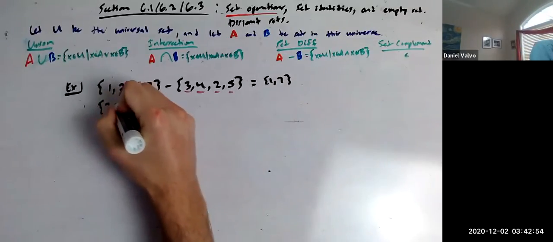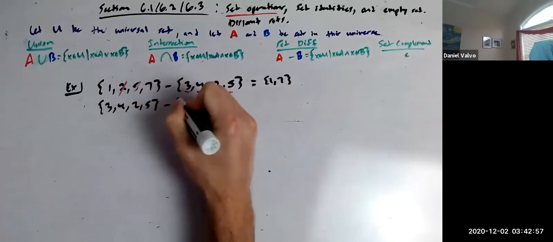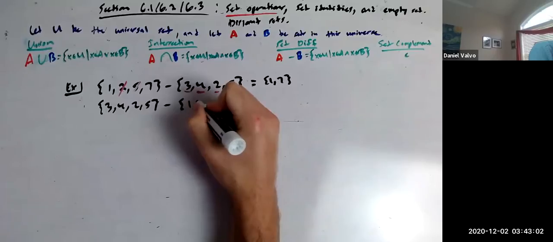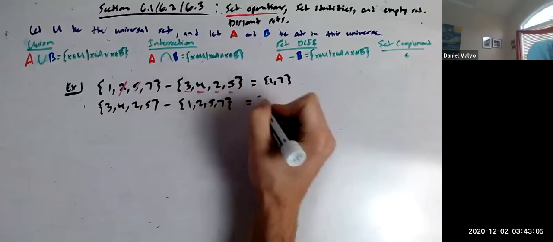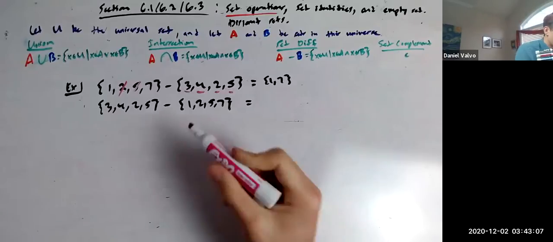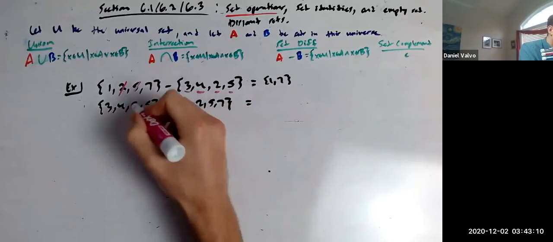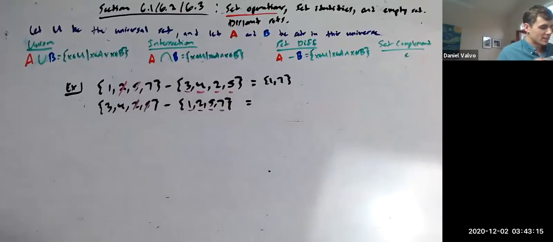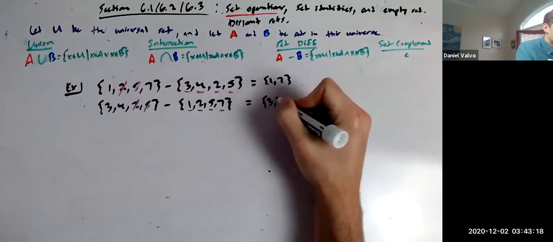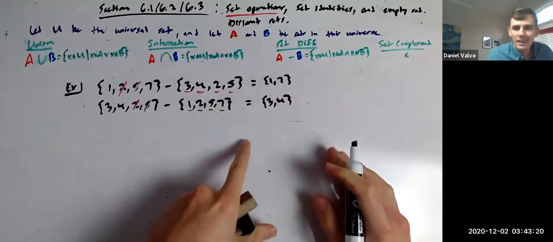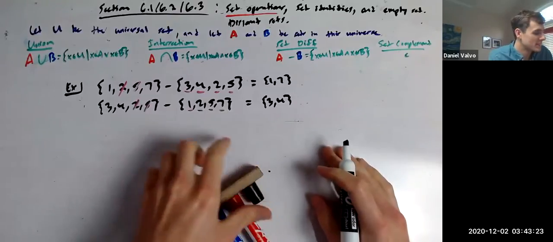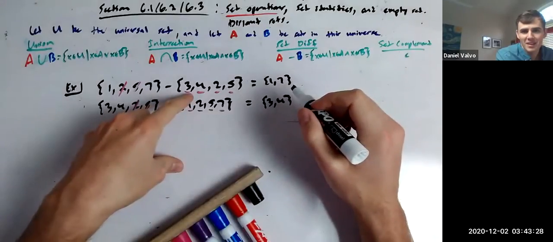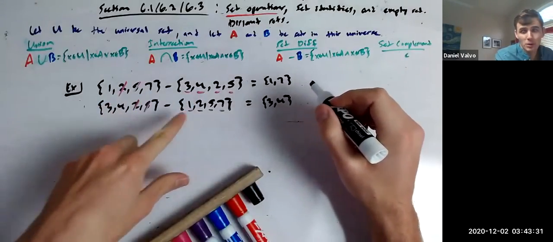Whereas if we did the opposite, {3, 4, 2, 5} minus {1, 2, 5, 7}, we go through: let's look at 1, that's not here. 2, oh, that shows up. 5, that shows up. 7, doesn't show up. And so we have {3, 4}. What this really captures is the difference: the amount of this set that pokes out of this set, or the other way around, the amount of this set that pokes out of that set.